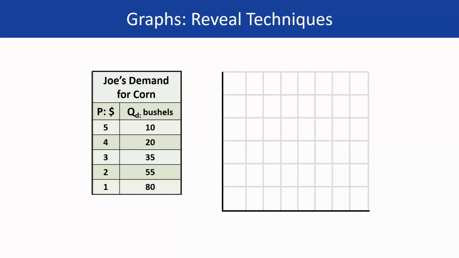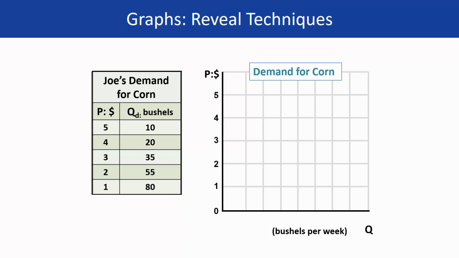First, we're going to just show the demand schedule. We can talk about the relationship between price and the quantity demanded in terms of bushels of corn. We can then say, let's graph it. Here's our demand for corn. We can have the labels fly in. We can have the labeled data, price between 1 and 5, bushels between 10 and 80 fly in.